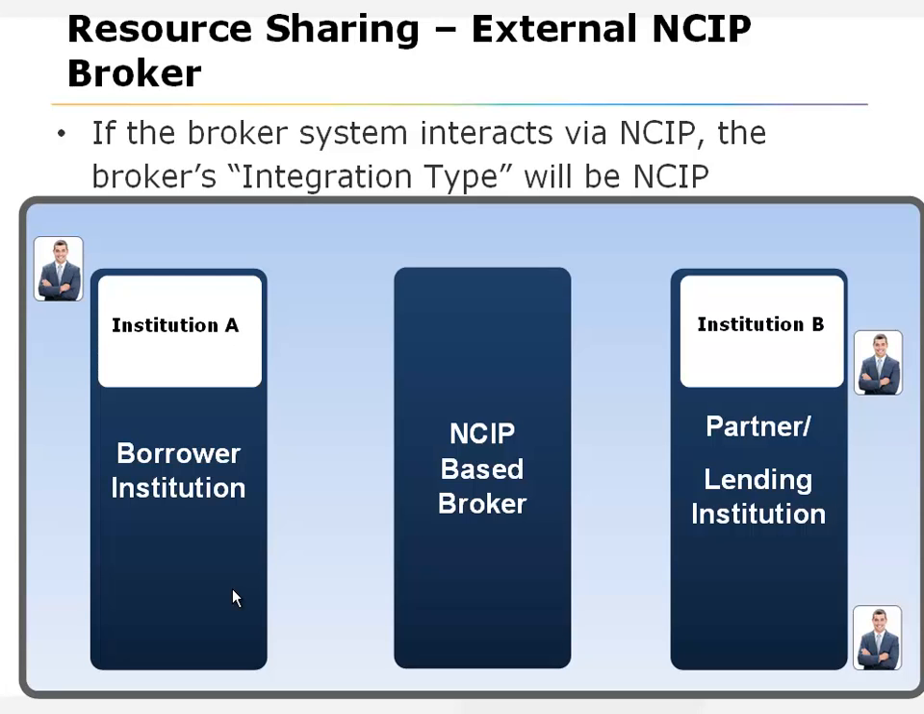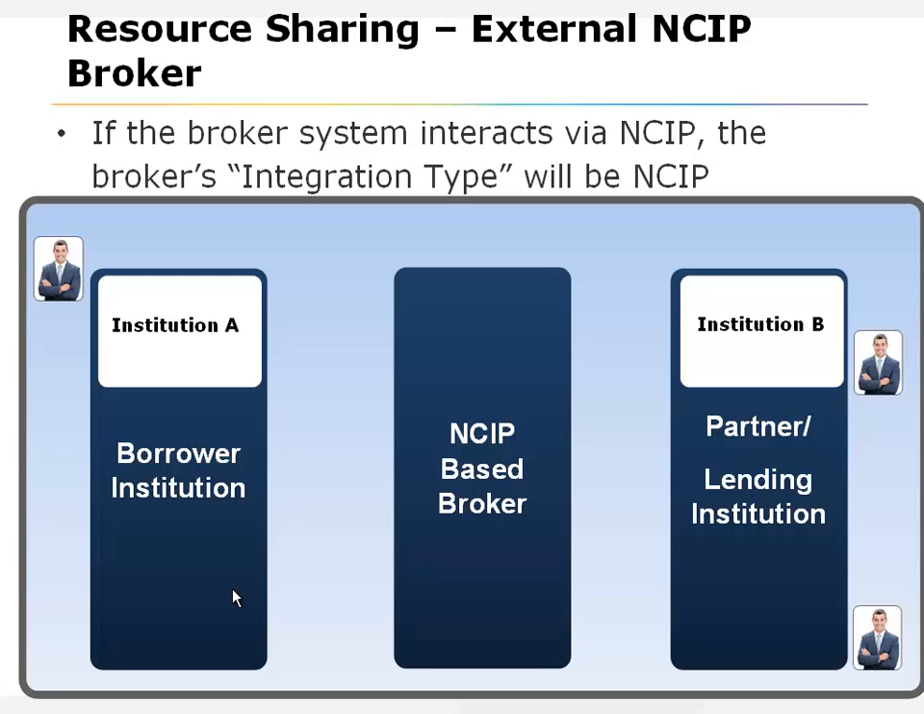What we see right now are the participants in a typical broker system workflow. On the left hand of this diagram, we can see the borrower institution. Let's call it institution A. And on the right side, we see institution B, which is going to be the lending institution in our described workflow. So institution A is going to be requesting something from institution B.